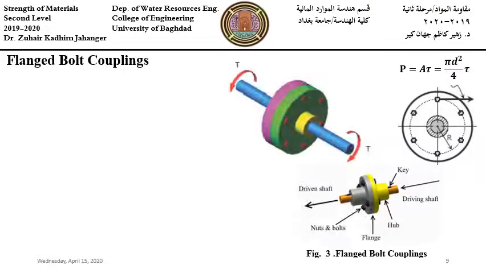So for this part 2 of torsion, flange bolt couplings. Look at this figure. There are 3 parts. This is flanged bolt couplings in 3D, and this is the view of this plan, and this is the component of the flange bolt couplings names: driven shaft, key, hub, and so on.